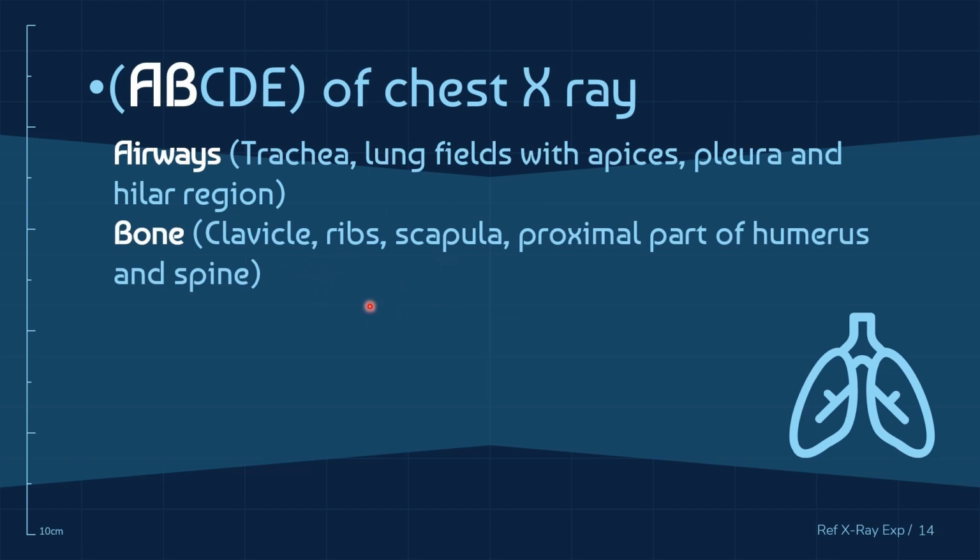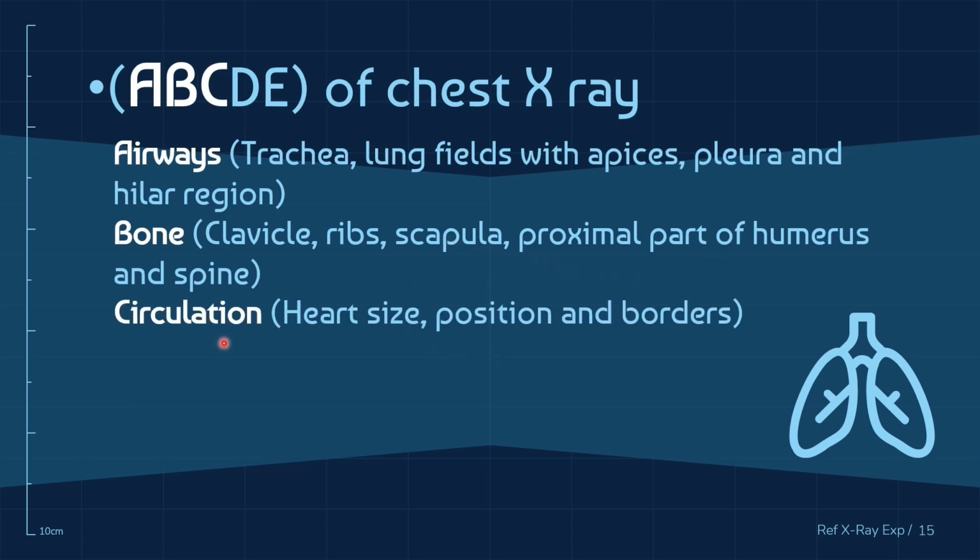This is where you comment on the clavicle and, very importantly, the ribs, if there is any fracture or any abnormalities. Next is C, which is circulation. Here you look at the heart and the associated structures.